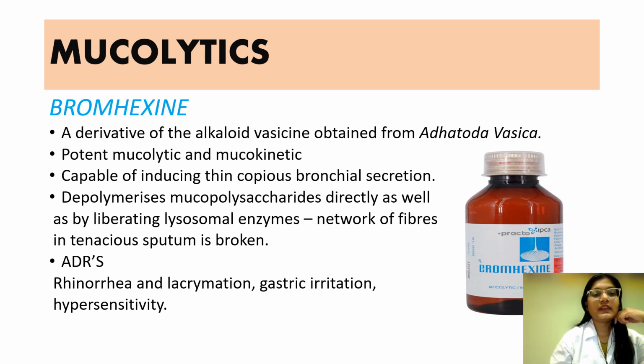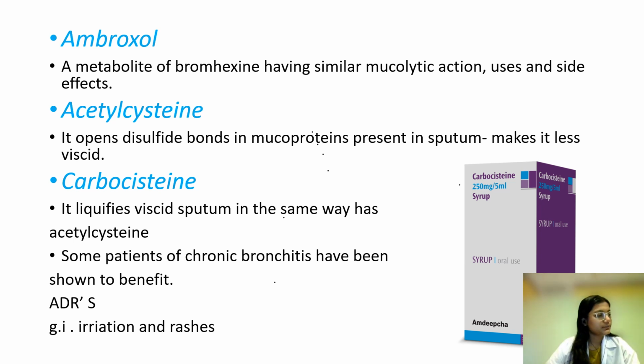The first example of mucolytics is bromhexine. It is a derivative of the alkaloid vasicine obtained from Adhatoda vasica. It is a potent mucolytic and mucokinetic, and it is also capable of inducing thin, copious bronchial secretion. It depolymerizes mucopolysaccharides directly as well as by liberating lysosomal enzymes. Thereby, the network of fibers in tenacious sputum is broken. It is particularly useful when mucus plugs are present, and its adverse effects are rhinorrhea and lacrimation, also gastric irritation and hypersensitivity. The next examples of mucolytics are ambroxol, acetylcysteine and carbocysteine.